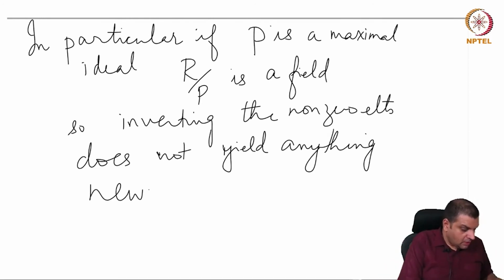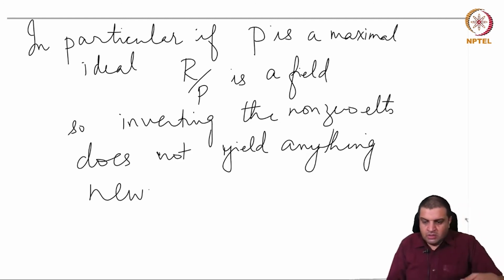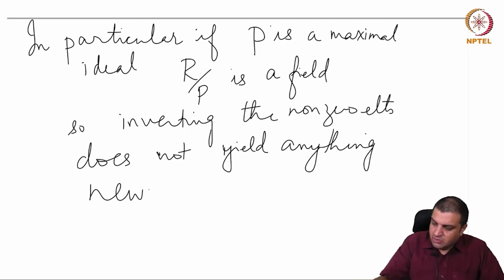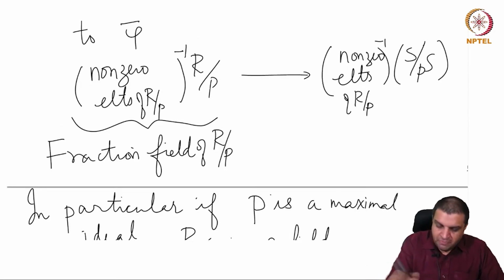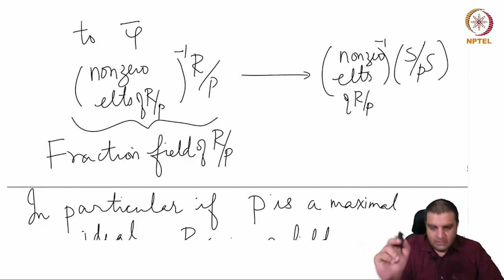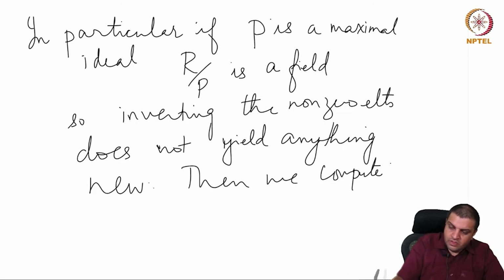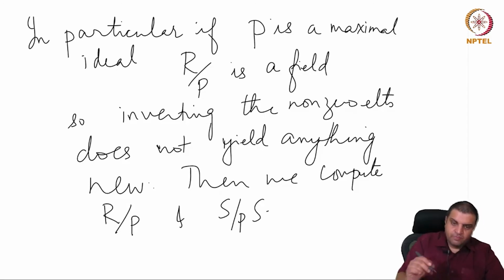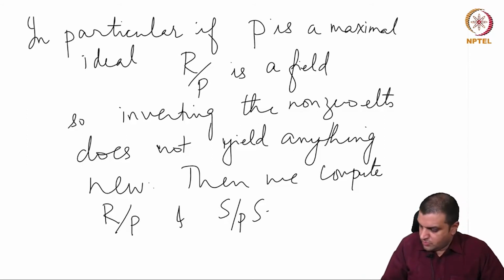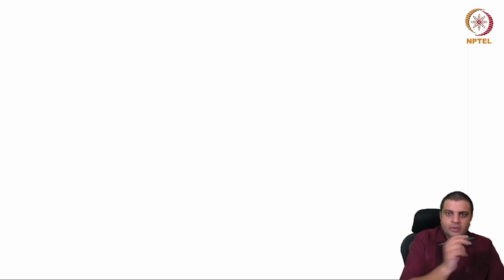So what we will just compute here is, if P is a maximal ideal, we just have to compute R mod P and S mod PS. That is all that we need. So we just compute R mod P and S mod PS. Now let's go back to the example.